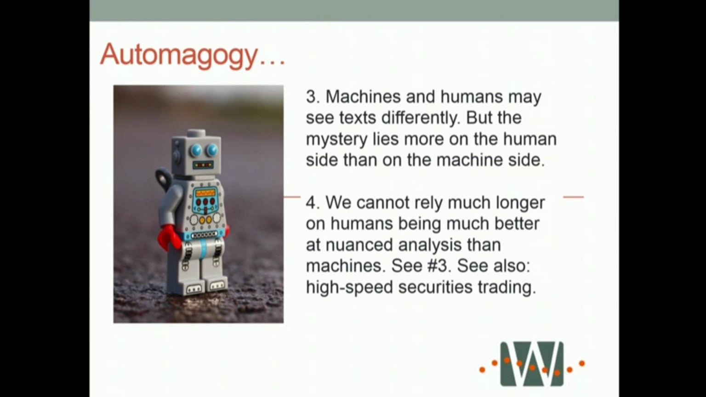And then finally, the high-speed securities trading issue. We're going to see some collapse in that industry. And if we're not careful, we may see some collapse in the kind of things that we used to think were the sole province of humans too. So we have to be mindful of how these machines are learning these things, and we have to get involved.